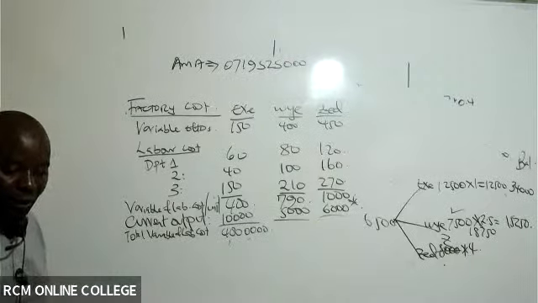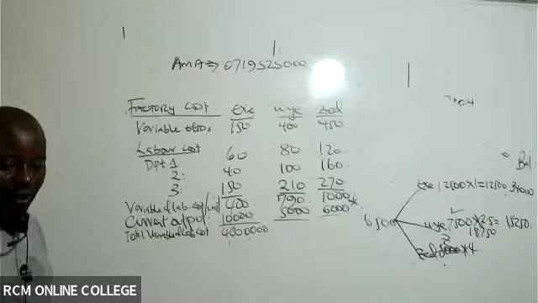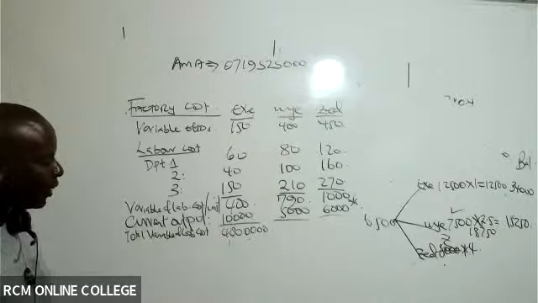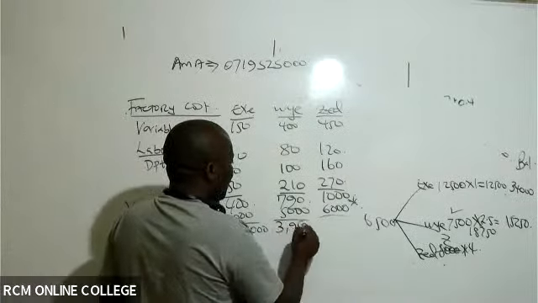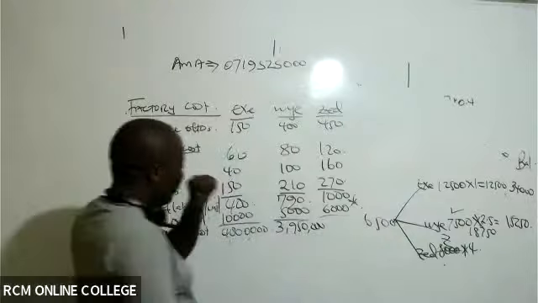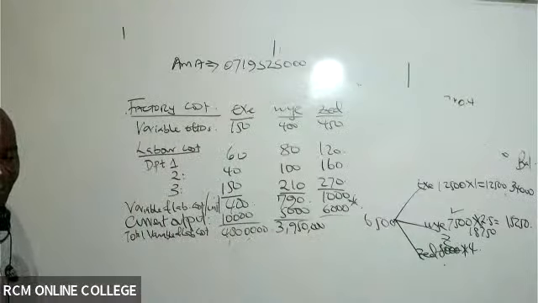790 times 5,000. This gives us 395,000. Is it 395 or 3.950? I think it should be 3.95 million, if I'm not wrong.